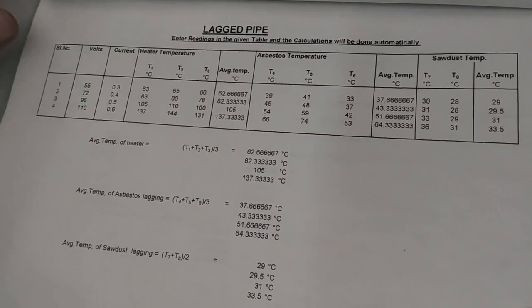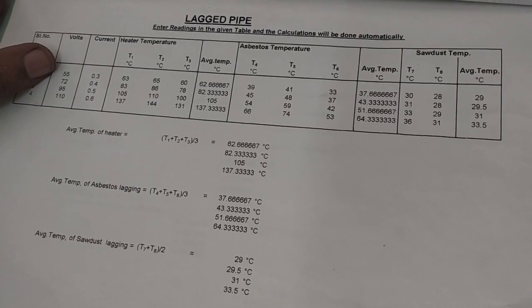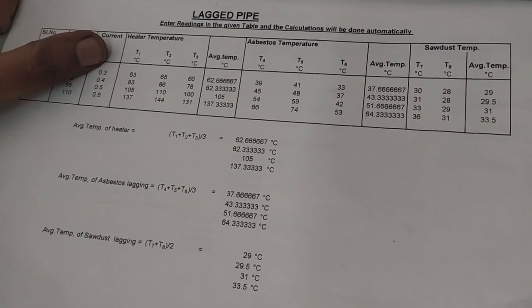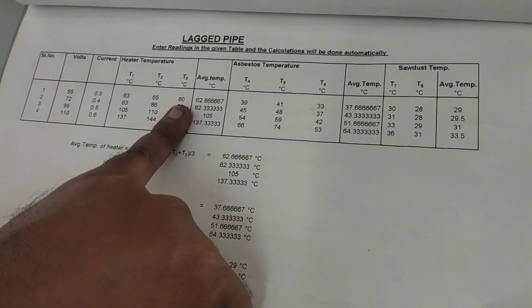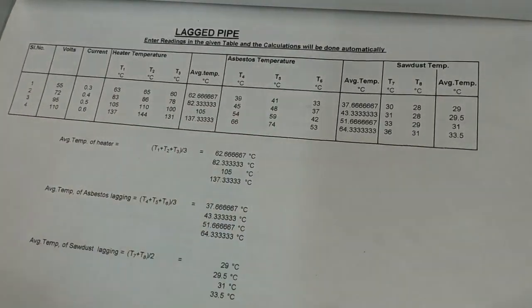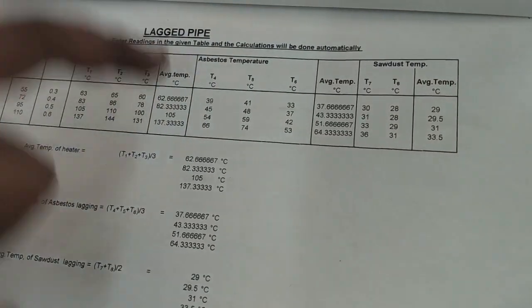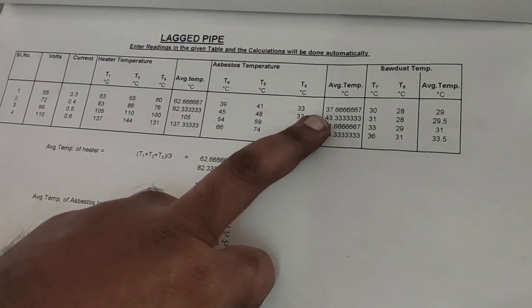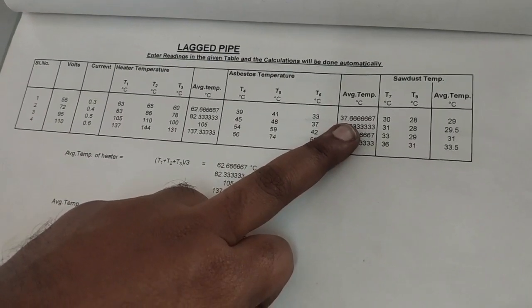This is the tabular column for the lagged pipe apparatus. They have set the voltage to 55 and measured the current to be 0.3. After 10 to 15 minutes, measure the values of T1, T2 and T3, and take the average temperature. Then the asbestos temperatures are T4, T5 and T6. Note these readings here and take the average of T4, T5, T6.